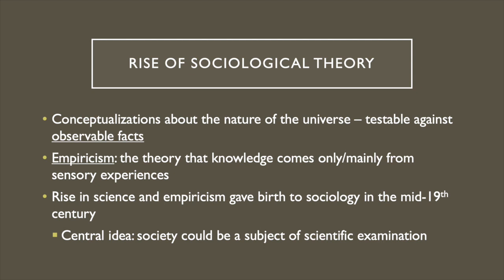So the idea behind sociological theory was that conceptualizations about the nature of the universe were to be tested against observable facts. So the rise of science and empiricism, or the theory that knowledge comes only or mainly from sensory experiences, gave birth to sociology in the mid-19th century. The central idea behind the emerging discipline was that society could be the subject of scientific examination in the same way that biological organisms or physical properties of material objects were and are subject to scientific examination.